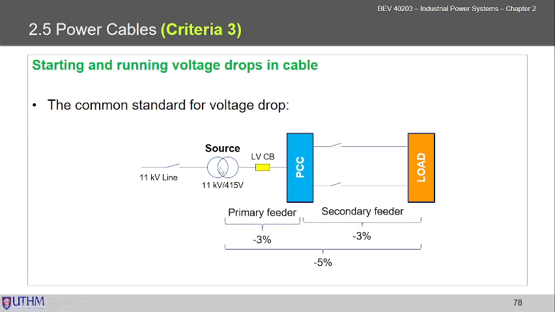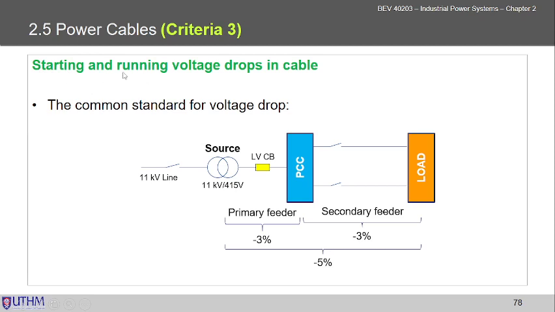From the source to the PCC, the maximum allowable drop is only 3%, and that means the voltage drop for this section is only 3%. And from the PCC to loads, the secondary feeder, the allowable is also 3%. So in total we have 6%. This percentage is referring to the running voltage drop. It is not for the starting voltage drop.